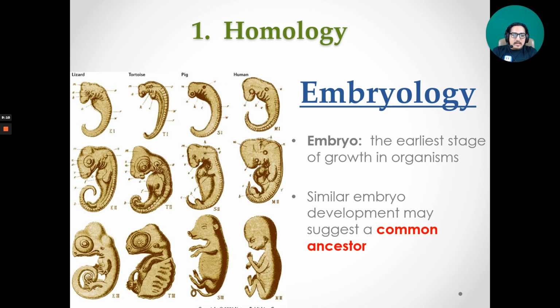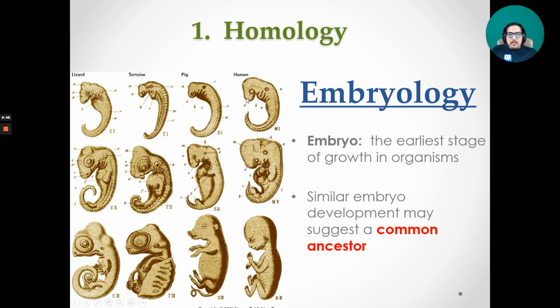So the definition here says embryo, the earliest stage of growth in organisms. So this is when it first starts. After you have that one cell, the zygote, and it makes 2, and then 4, and then it starts organizing itself slowly into a baby. Now, I want you to look at these pictures. You have a lizard, a turtle, a pig, and a human. Similar embryo development may suggest a common ancestor. When they start, we all look the same, pretty much. Look at the lizard, look at the turtle, look at the pig, look at the human. You see?